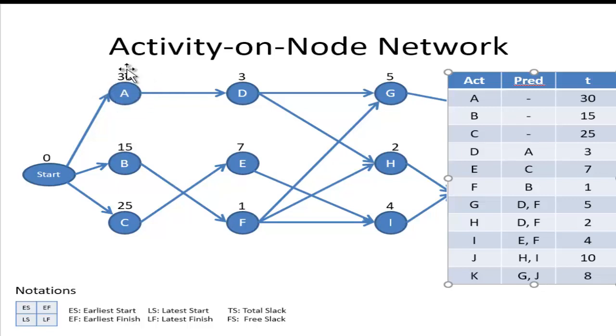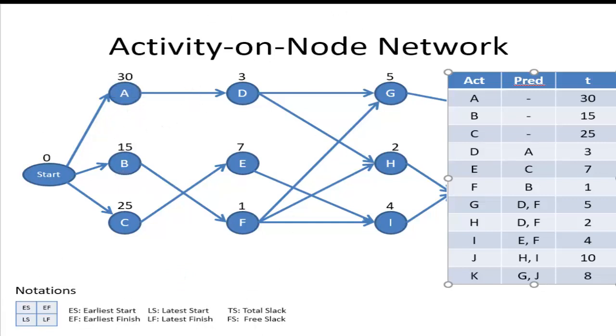Remember that. And when we draw the diagram, we need to find the earliest start, latest start, earliest finish, and latest finish. We'll see how to do them. We're going to have 4 boxes on top of each and every node which has all these things. Now first let's draw the diagram.